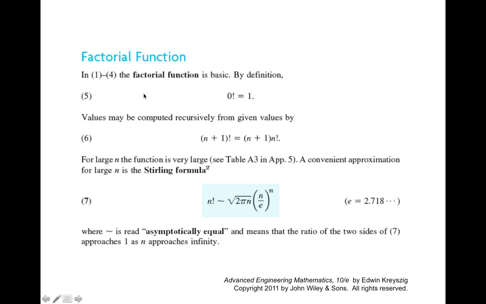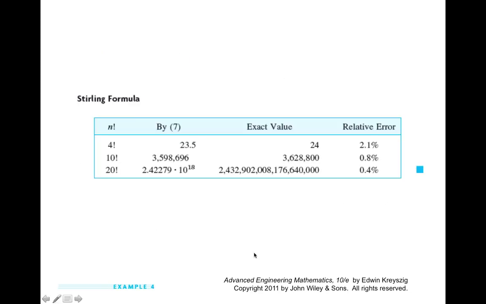So by definition, 0 factorial is equal to 1. So we can compute factorials recursively, given certain values. If n becomes very large, then the function becomes very large, and we can make an approximation of n factorial as being the square root of 2 pi n times n over e to the power n. This approximate sign means asymptotically equal, so when n gets very large, these two formulas are equal. So it's a common useful formula.